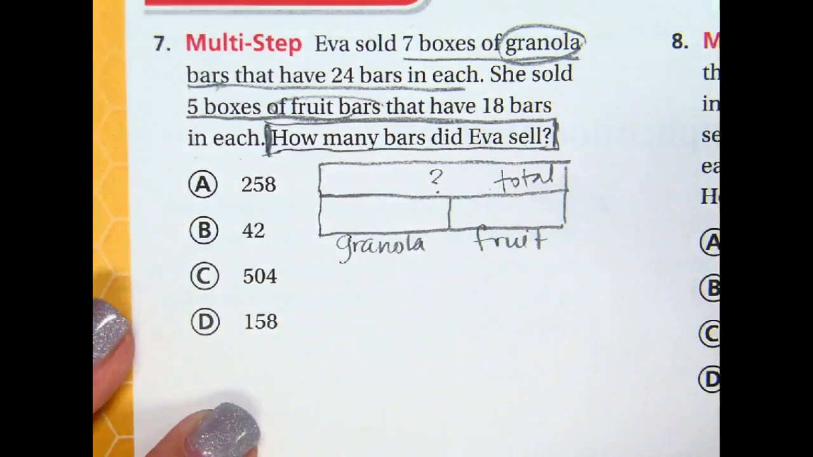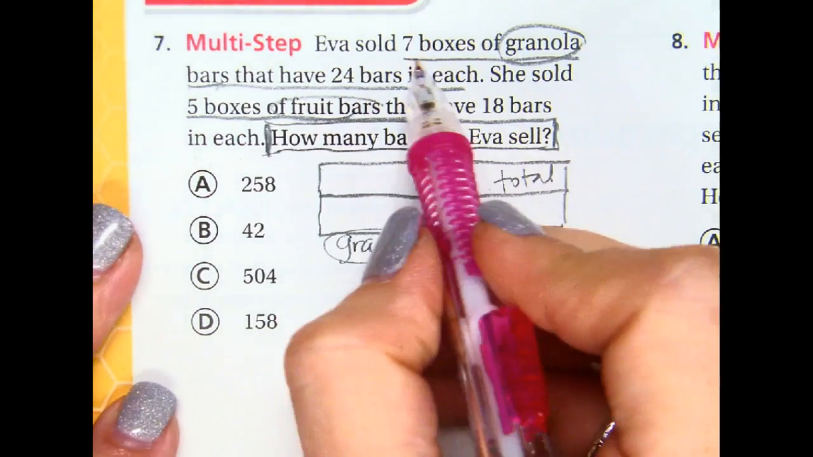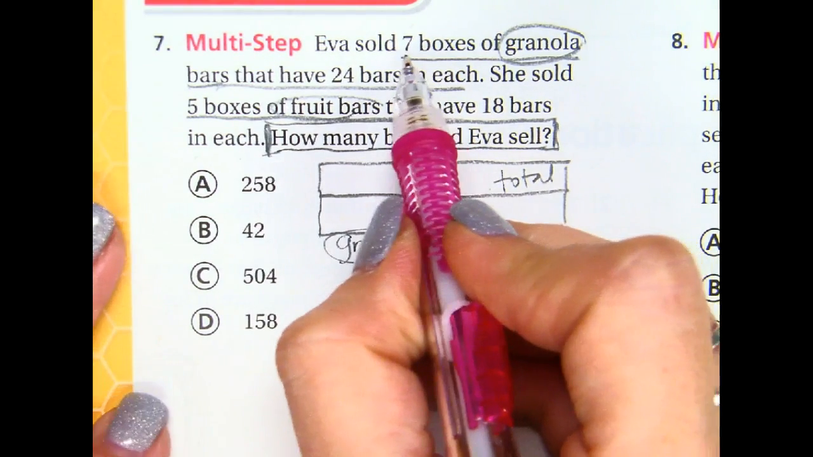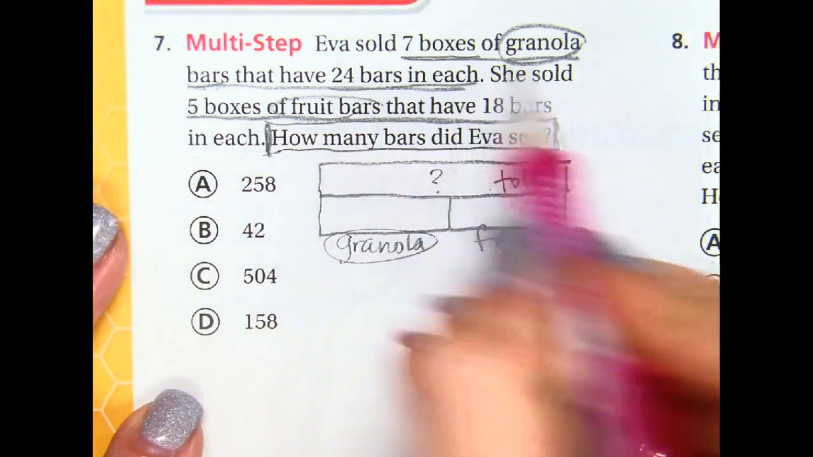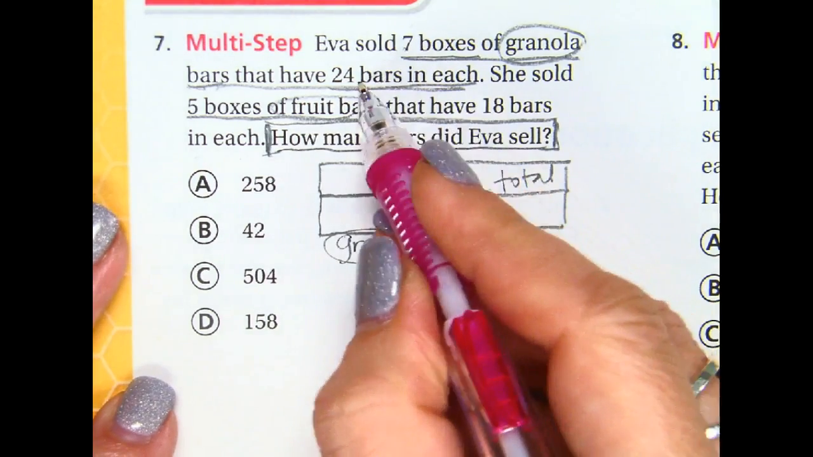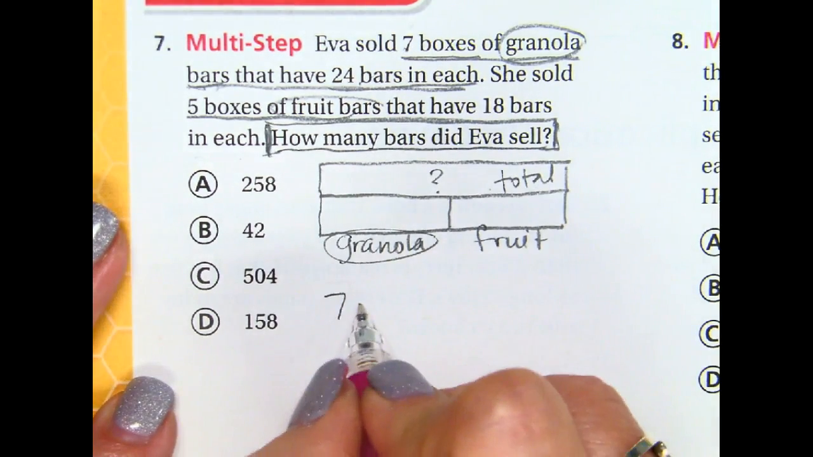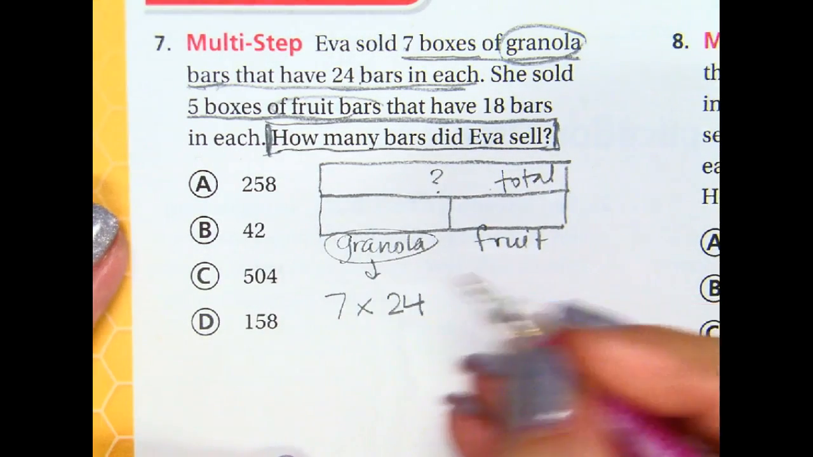We should always just chunk up our math problems. Let's just focus on granola. Okay, so what do we have with granola? We go back into our problem and say, okay, we have 7 boxes of granola bars, and there are 24 in each. So that sounds like a multiplication problem. We have 7 groups of 24 granola bars. So we're just talking about granola.